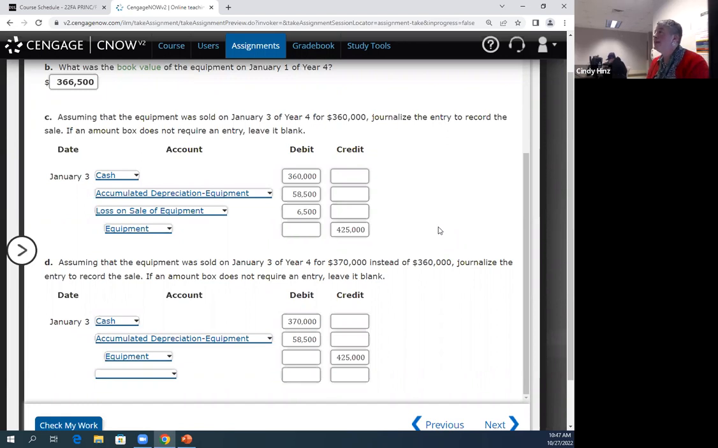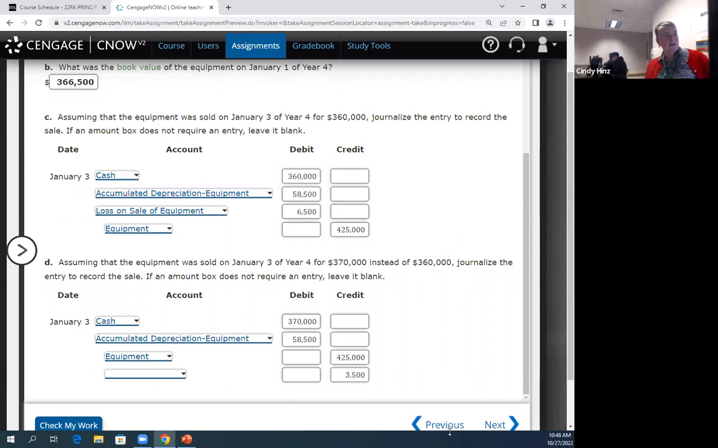So how about letter D? In letter D, we sold it for $370,000. We sold it for more than the book value. So again, our journal entry is not in balance. We have $428,500 on the debit side and only $425,000 on the credit side. For this entry, we need an additional credit of $3,500.